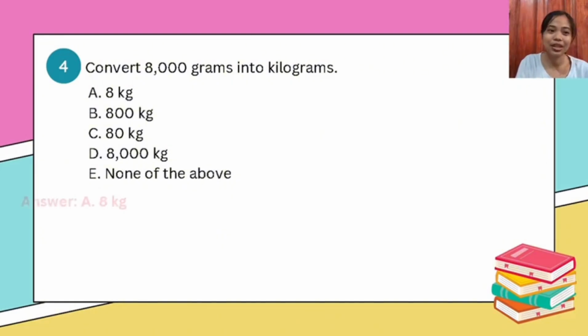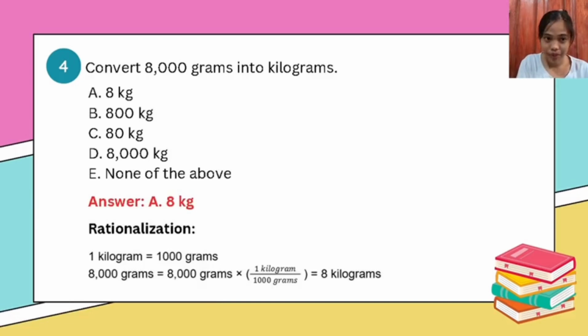Here's the rationalization. We all know that in 1 kilogram, there is 1,000 grams. Therefore, 8,000 grams is equal to 8,000 grams times 1 kilogram per 1,000 grams. And therefore, we have 8 kilograms. So the answer is letter A, 8 kilograms.